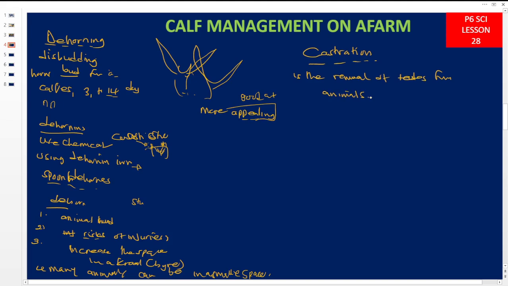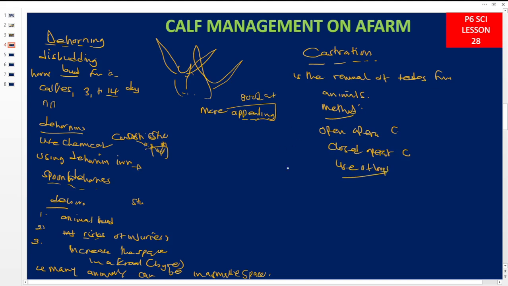And why do we remove them? We are going to see the reason why we remove the testes. So how do we do this castration? There are 3 methods here. There is what we call open operation castration, then we have the closed operation castration, and we have the use of loops. Let me start with the use of loops.